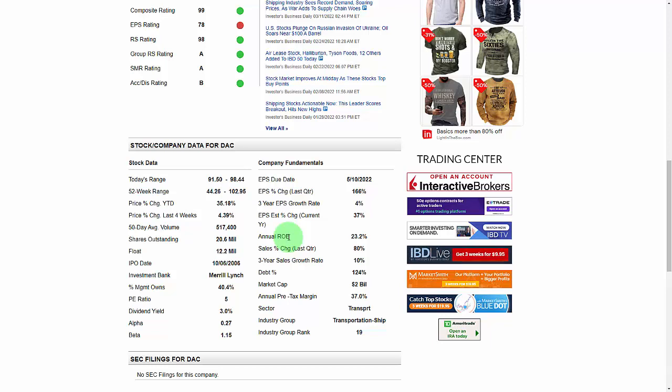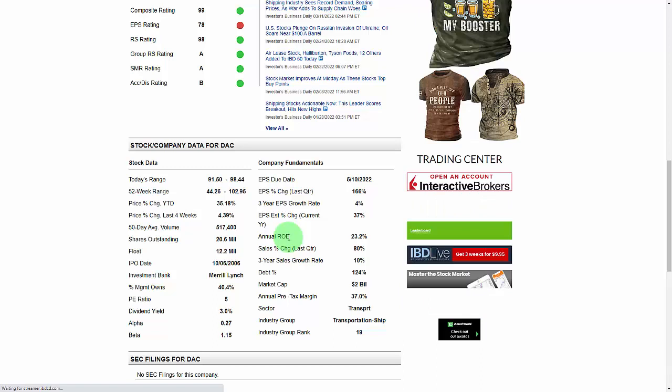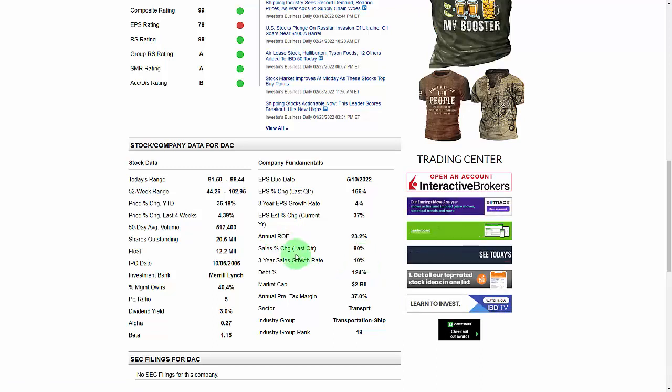You have annual ROE at 23.2%. That is really a respectable number. Sales change last quarter, up 80%. Debt is high, but you'd expect that with a stock in this sector. So those are the fundamentals, looking very, very interesting.